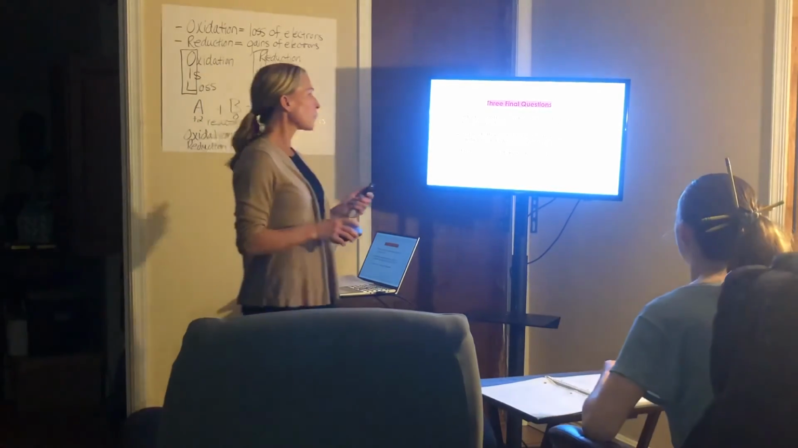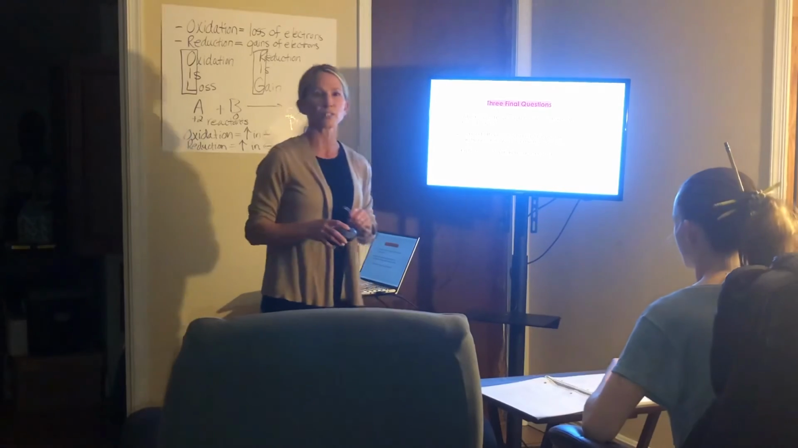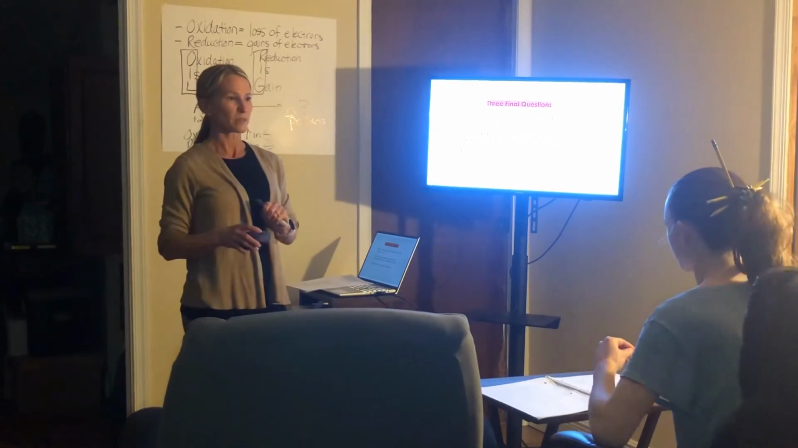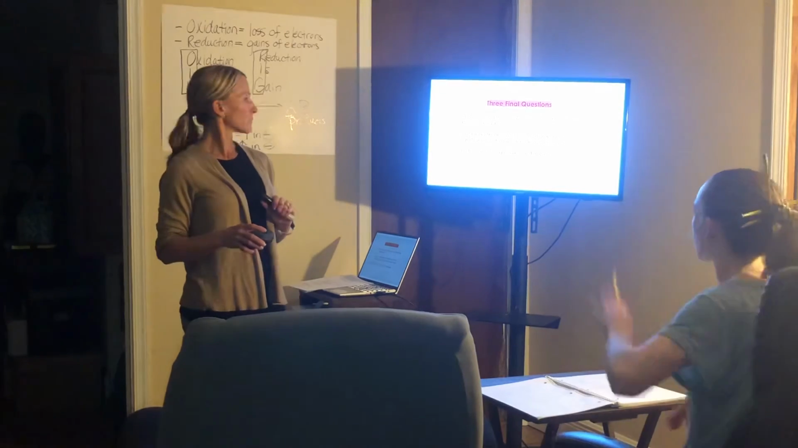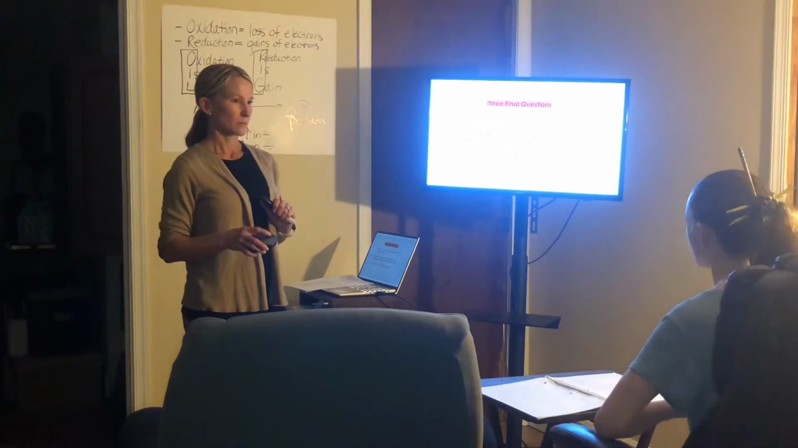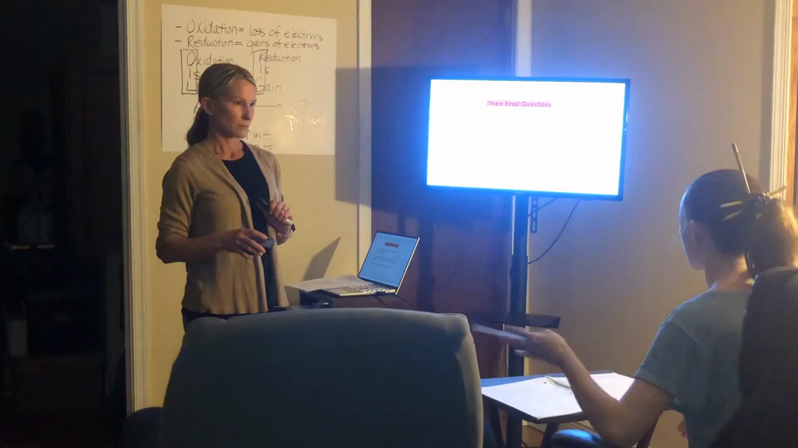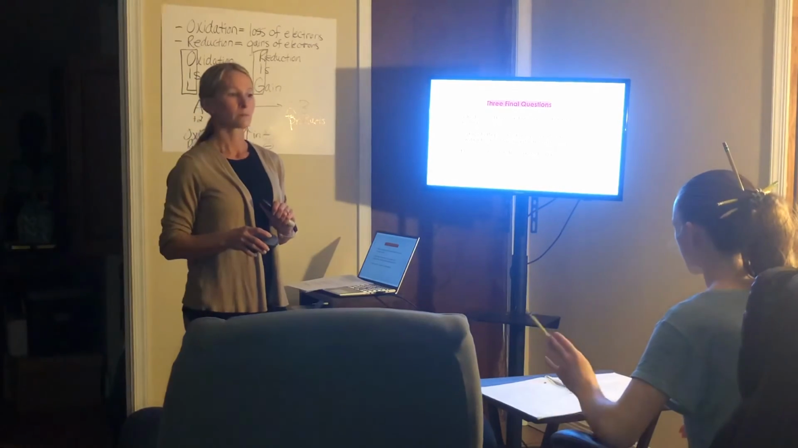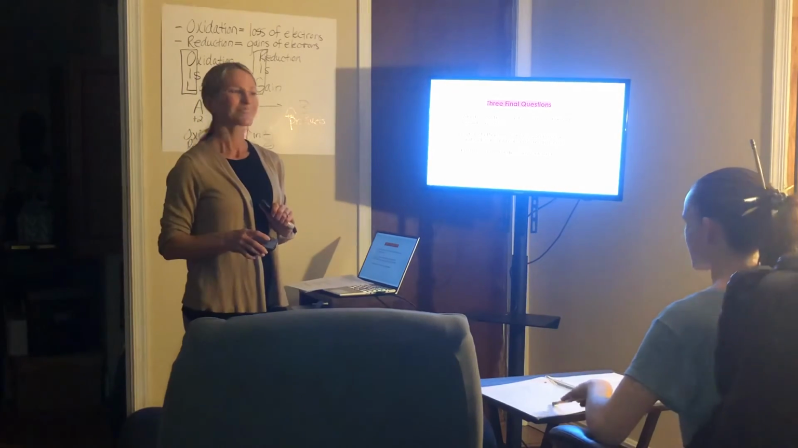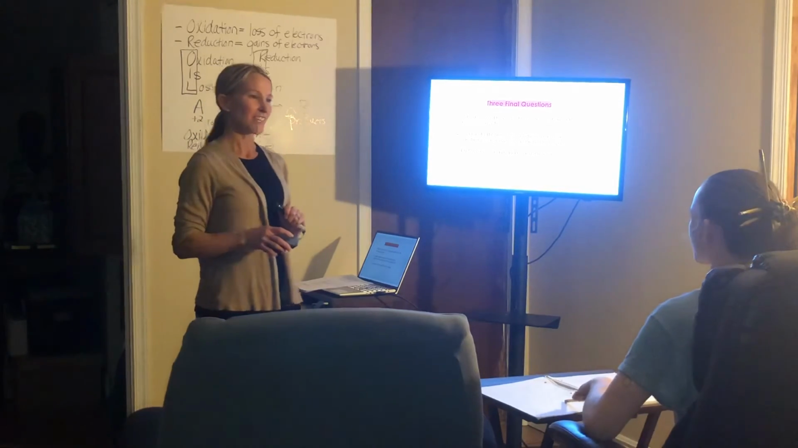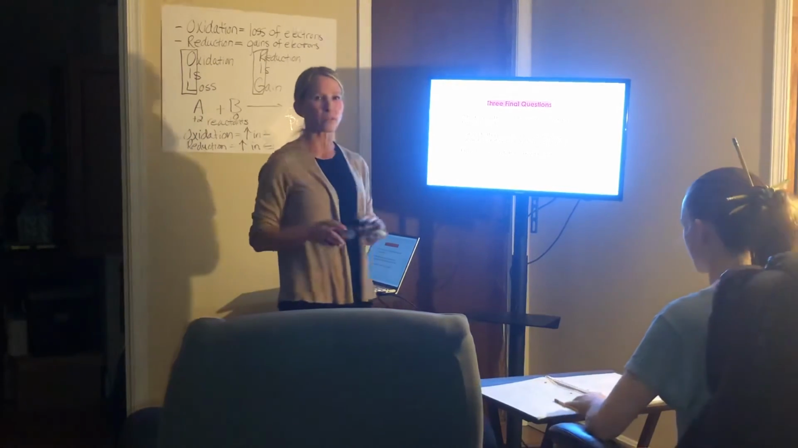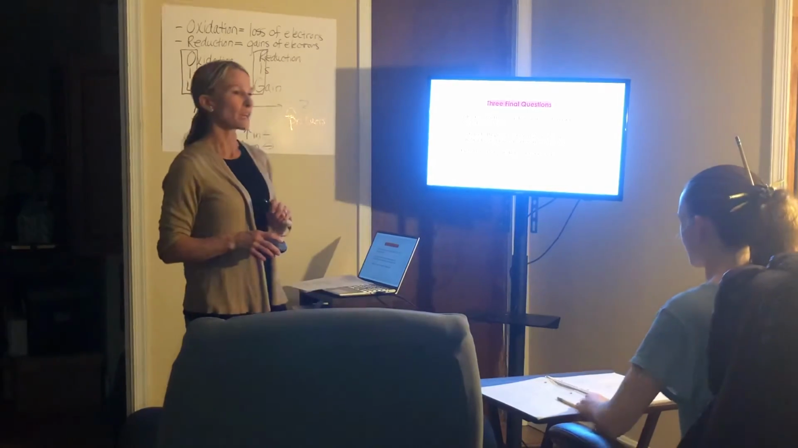So explain how rust is a product of a redox reaction. What happens in that process? Katie? The rust comes from the oxidation of iron. Good, yes. The rust is a byproduct of the oxidation of the iron.